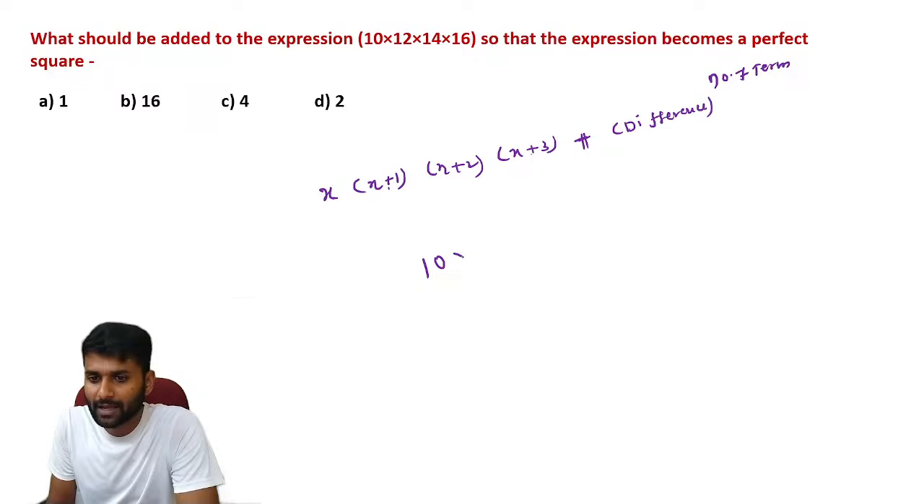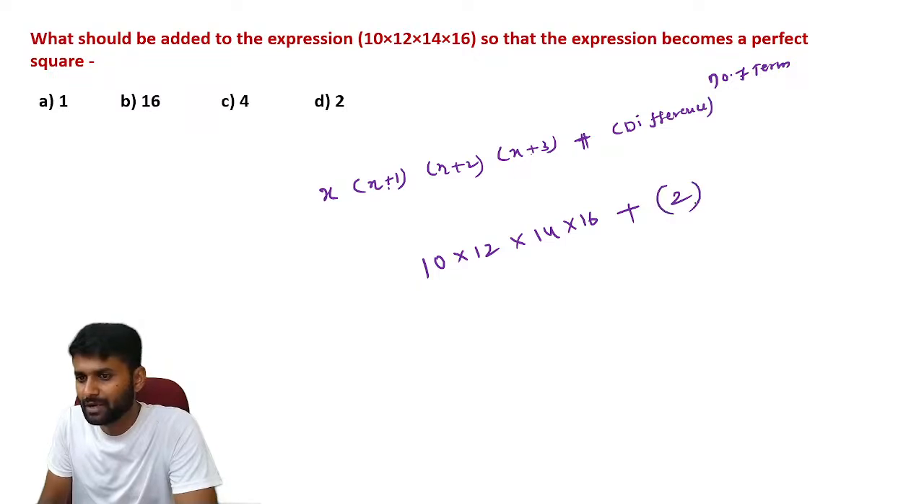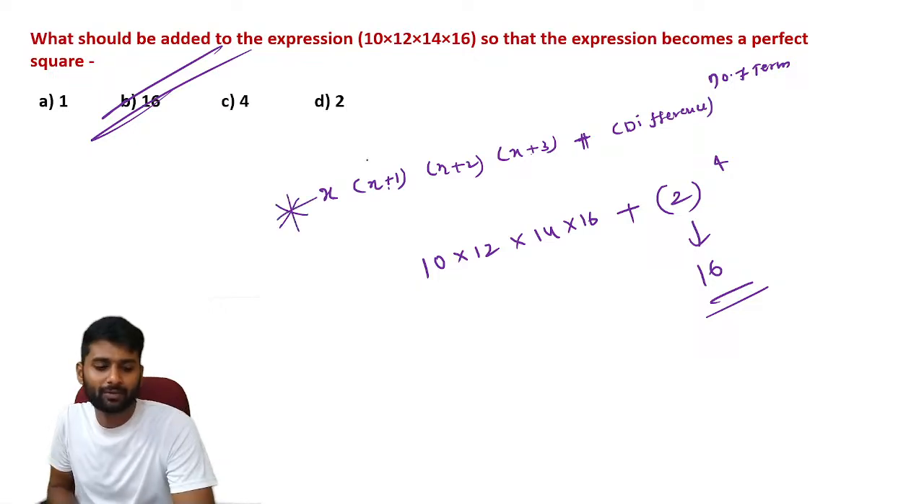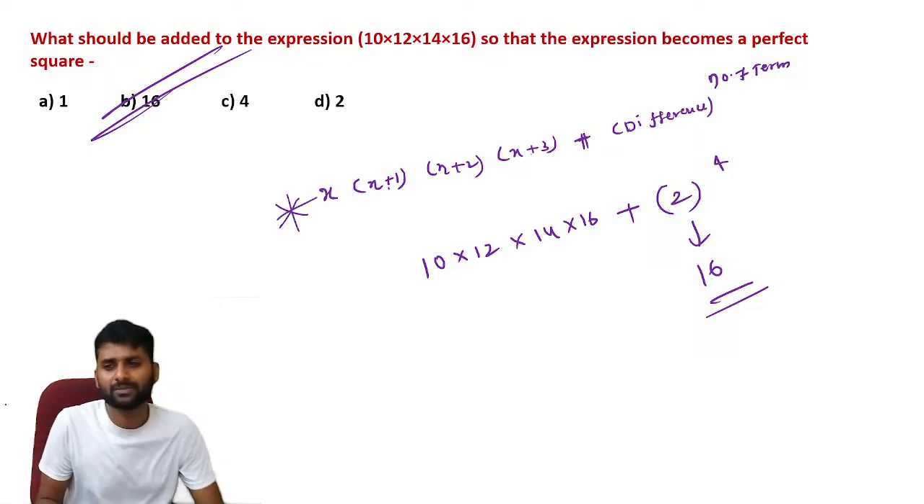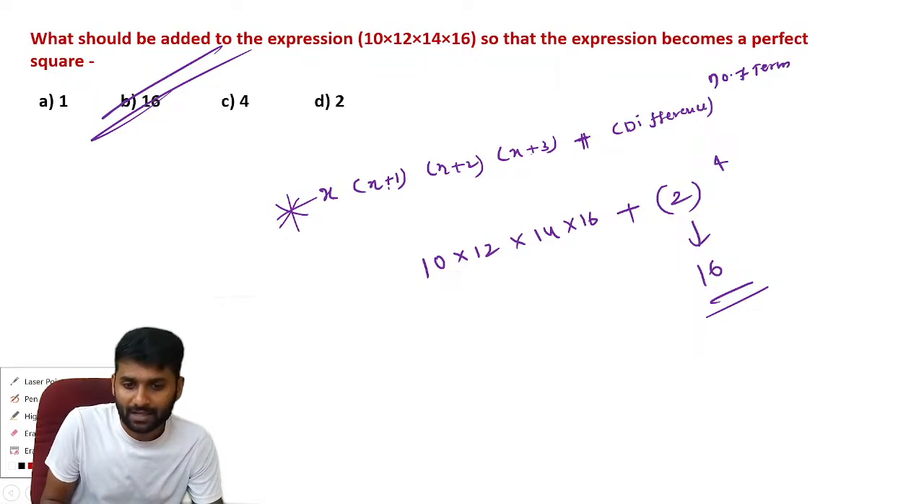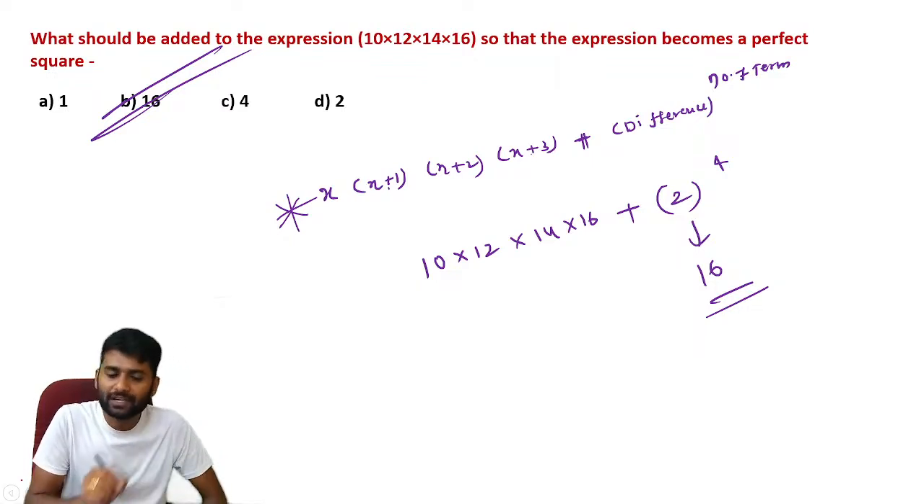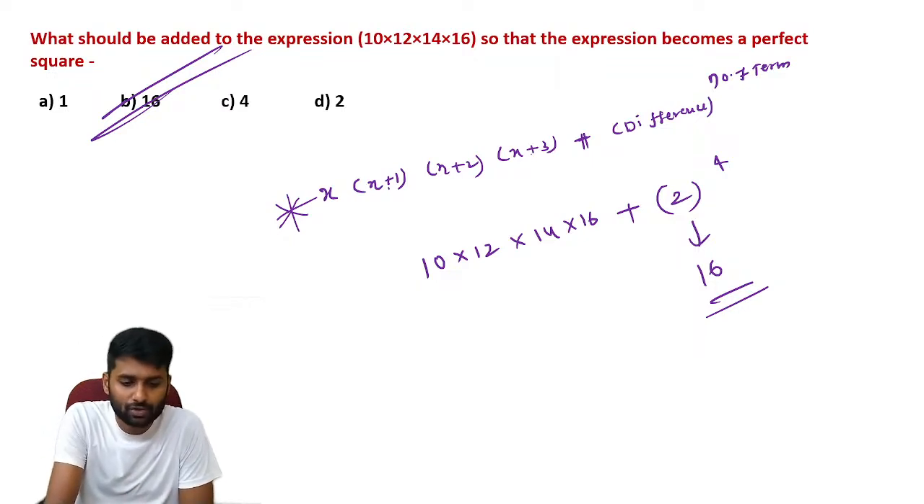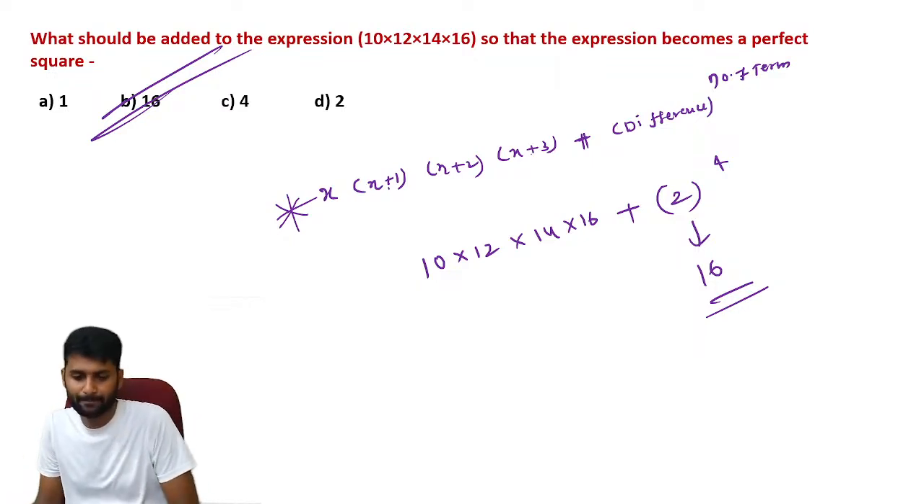Let me help you out. 10 into 12 into 14 into 16. So which number are we going to add to become a perfect square? Here the difference between the numbers is 2 and the total number of elements is 4. Then 2 power 4 is equal to 16. Remember this important property. If you go through the normal simplification, it takes more time. That's why guys, we will always teach you a few different properties. If you memorize them, you will be able to solve the question in your examination.